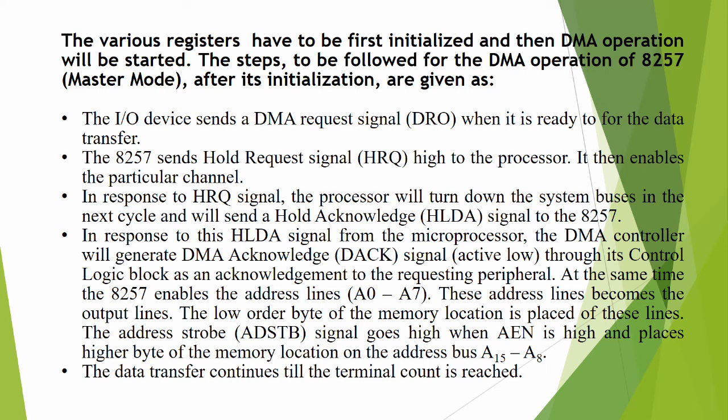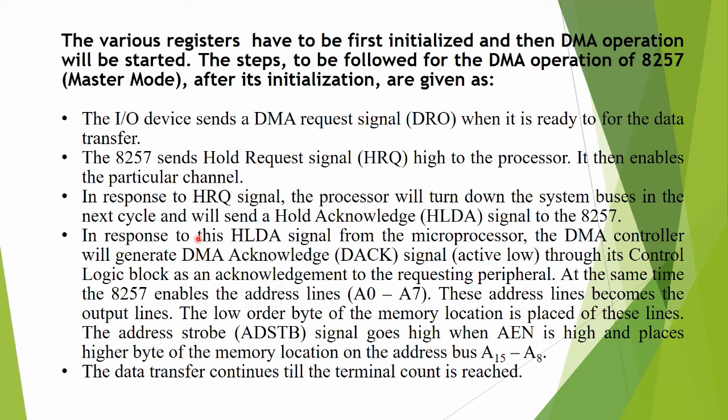The various registers have to be first initialized and then the DMA operation will be started. The steps to be followed for DMA operation of 8257 in master mode after its initialization are given below. The input-output device sends a DMA request signal when it is ready for the data transfer. 8257 holds the HRQ high to the processor, after it enables the particular channel. In response to the HRQ signal, the processor will release the system buses at the end of the current cycle and will send a hold acknowledge signal to 8257.